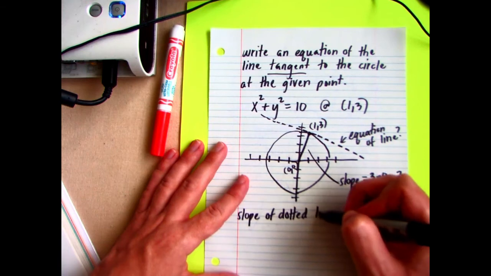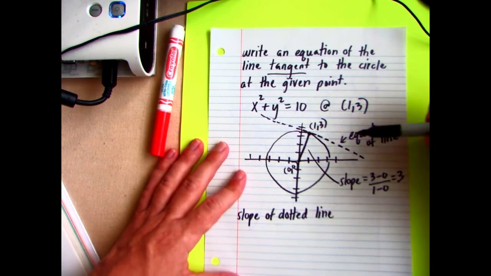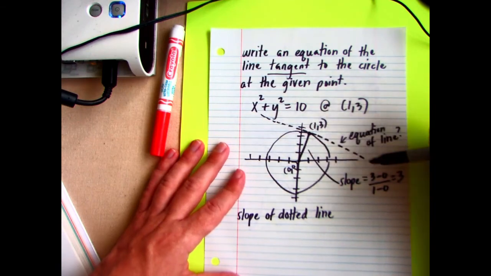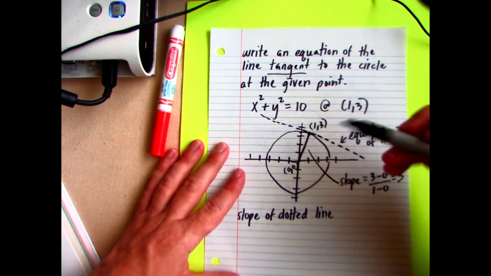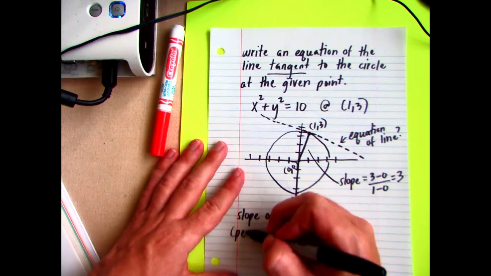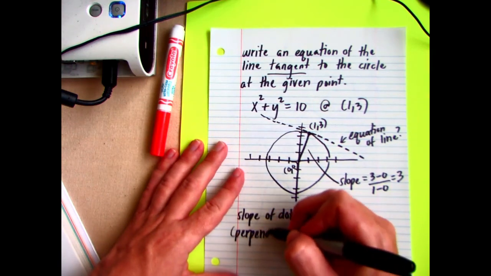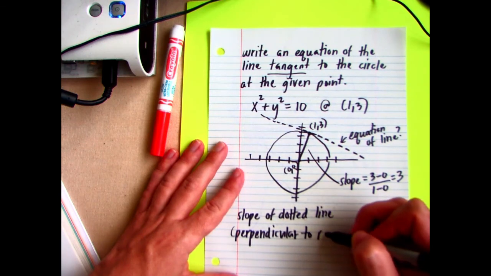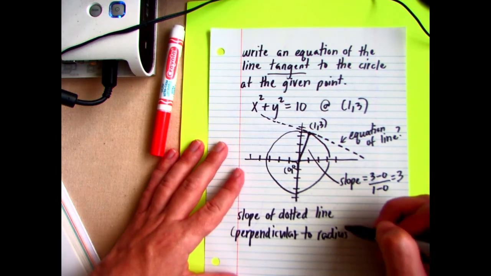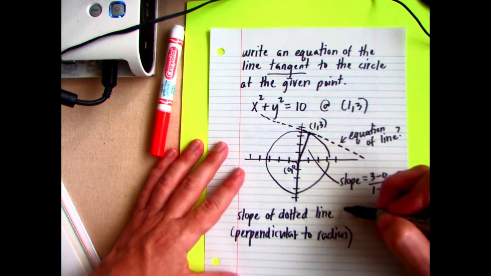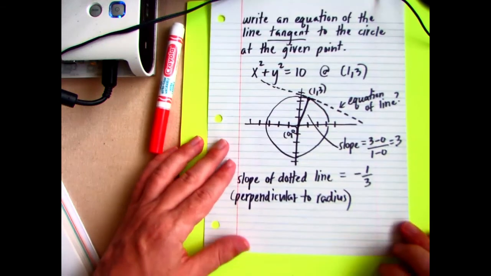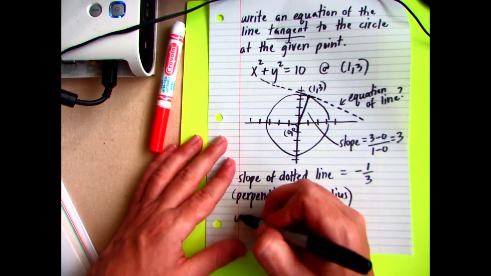So the slope of the dotted line can be found now. The tangent line, again, is tangent to the circle, so it's perpendicular to the radius. That is a key characteristic of the tangent line. It's perpendicular to the radius. The radius had a slope of 3, so the dotted line has a slope of negative 1/3, according to perpendicular lines.